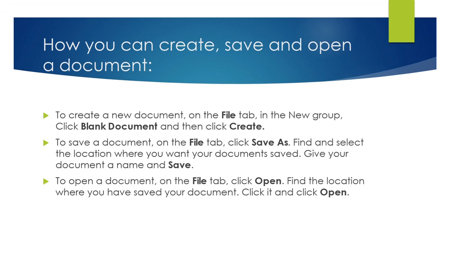To create a new document, on the File tab in the New group, click Blank Document and then click Create. To save a document, how can we save a document? On the File tab, click Save As, find and select the location where you want your document saved. Give your document a name and save.